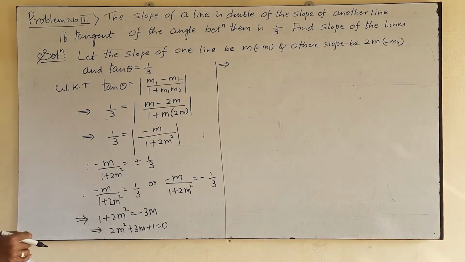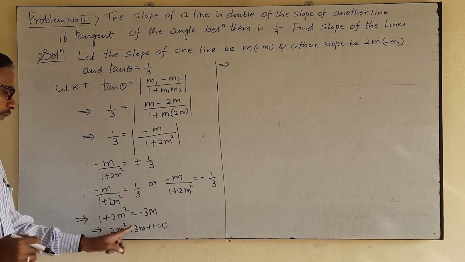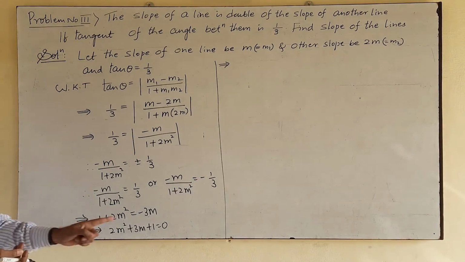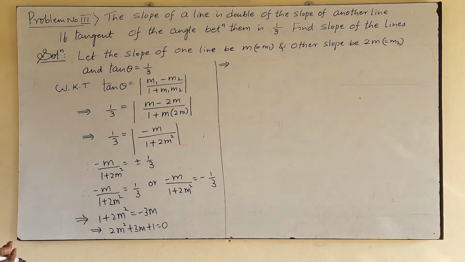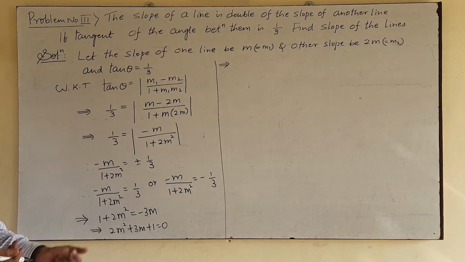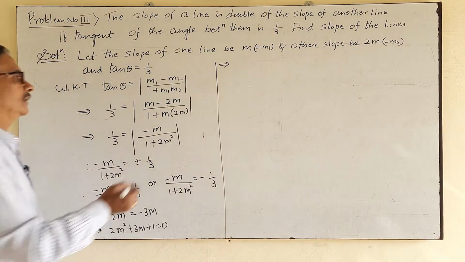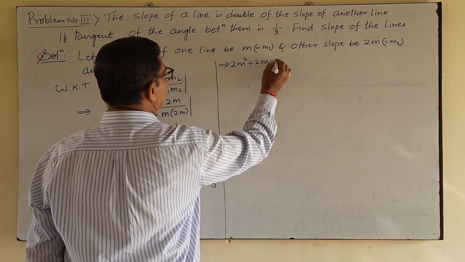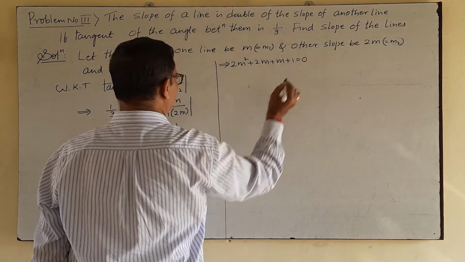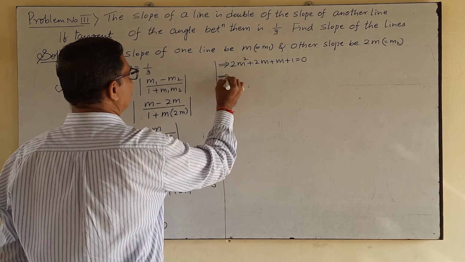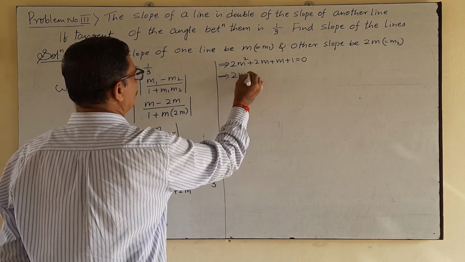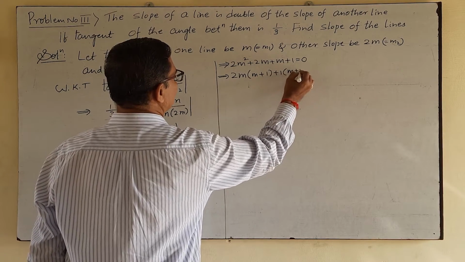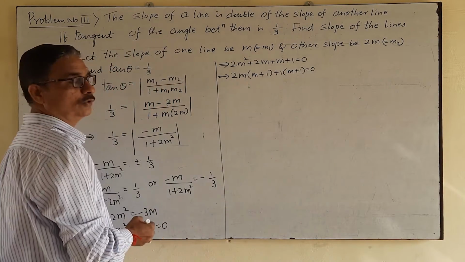It has two roots. Splitting up the middle term, 2 into 1 is 2. If you multiply any two numbers you get 2, add that same numbers you get 3. Those numbers are 2 and 1. 2 ones are 2, 2 plus 1 is 3. So factors: 2m square plus 2m plus m plus 1 is equal to 0. From these two take 2m common, from these two m plus 1 common, m plus 1 is equal to 0.